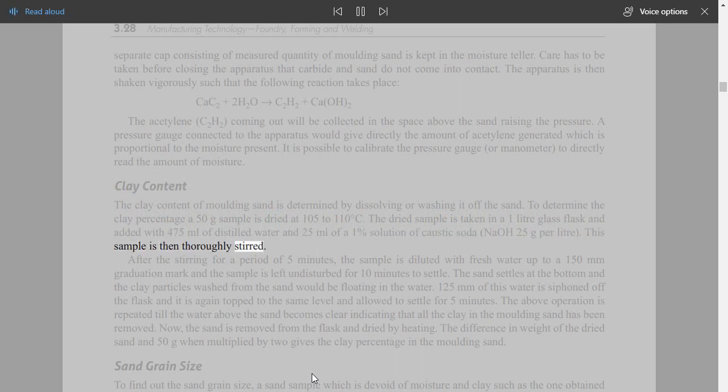This sample is then thoroughly stirred. After stirring for a period of 5 minutes, the sample is diluted with fresh water up to a 150 millimeters graduation mark, and the sample is left undisturbed for 10 minutes to settle. The sand settles at the bottom, and the clay particles washed from the sand would be floating in the water.